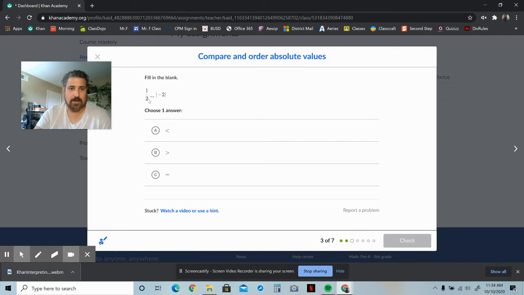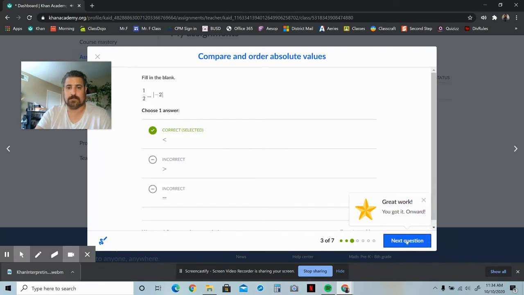All right, so 1/2 compared to the absolute value of negative 2. What is the absolute value of negative 2? 2. So you're really comparing 1/2 to 2. Which is greater? Well, 2 is greater, right? So it's going to be open towards the 2. So you want to have the open side towards the 2. So there you go. And you read this as 1/2 is less than the absolute value of negative 2.